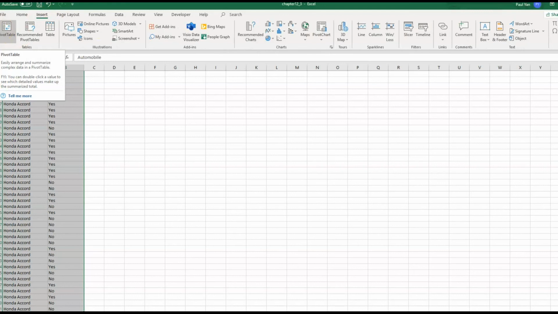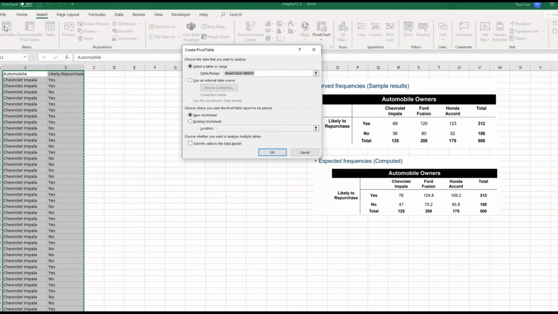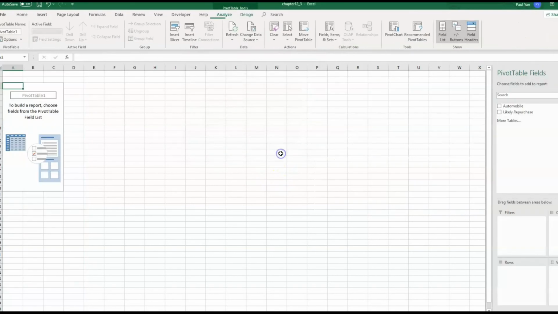Click Pivot Table on the top left, and you can choose Insert Pivot Table. Enter the region here, because I selected it already. Then click OK. This is our new spreadsheet, and we have automobile in the first column, and in the second column, yes or no.